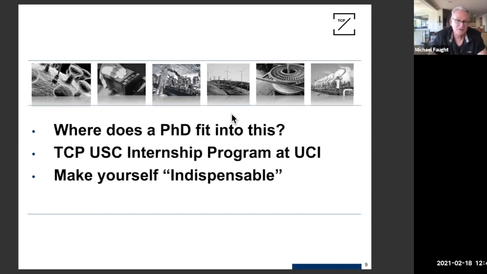And remember, it's not just technology that still resides at UCI necessarily. It's technology that maybe spun out of UCI in the past. So this is broader than just the UCI campus.